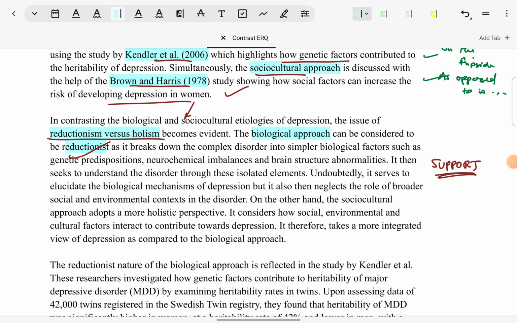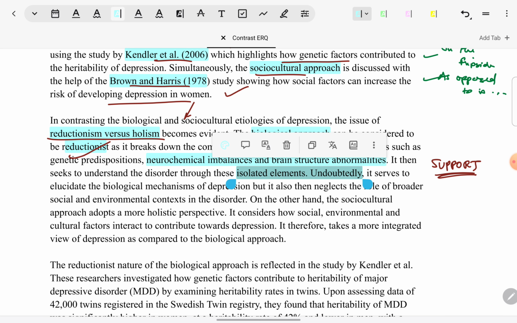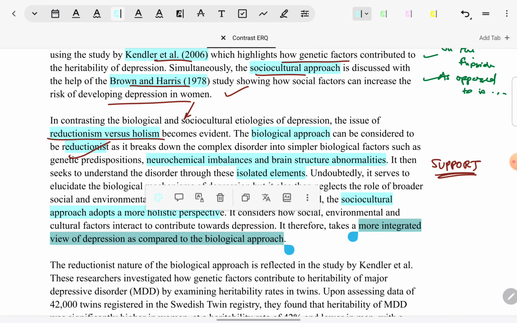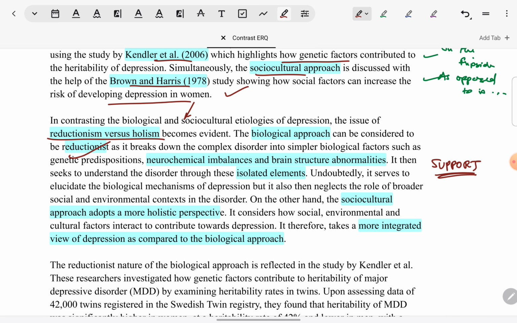Like I said, I will not be reading it out, but it keeps on explaining why the biological approach is reductionist, exactly which elements it considers in isolation that make it reductionist. Then the paragraph, because it's a contrast and we have to contrast throughout, moves towards the sociocultural approach, points out that it is relatively more holistic, and then explains why we would consider sociocultural to be more holistic than the reductionist biological approach. So again, I know it is repetitive, but it is very important for you to realize that in every paragraph, with respect to every argument, both approaches are being contrasted.